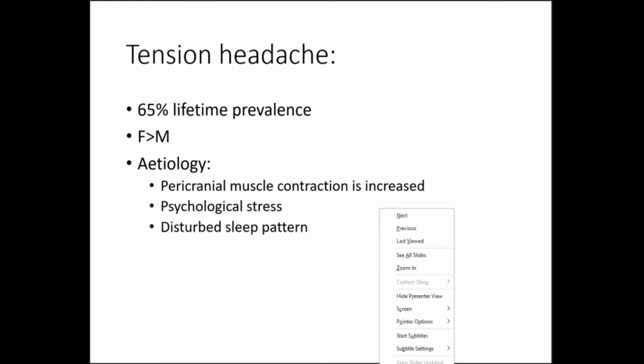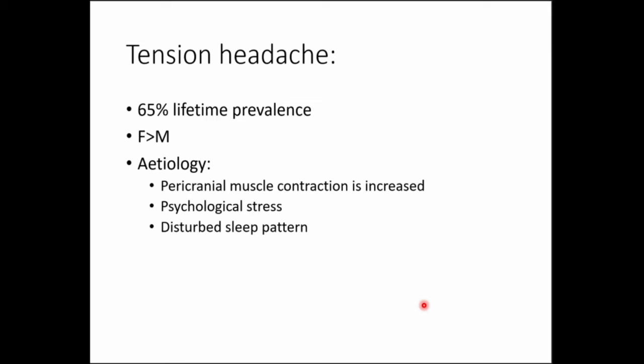So moving on to tension headaches. Tension headaches would be the most common headache that people would have, though not the most common episodic headache. So it's very common for people to have at least one tension headache at one point in their life, but it doesn't tend to be episodic. They're more common in women than men, and with regards to the etiology, it's thought to be related to the contraction of the pericranial muscles following psychological stress or disturbed sleep pattern. And so as a result, there is a very wide range of etiologies or causes.